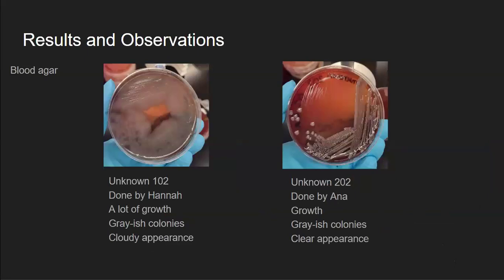For our unknowns, 102, there was a lot of growth of grayish colonies with a cloudy appearance. And for 202, there was also growth, although it was not that much, also of grayish colonies, but it had a clear appearance.